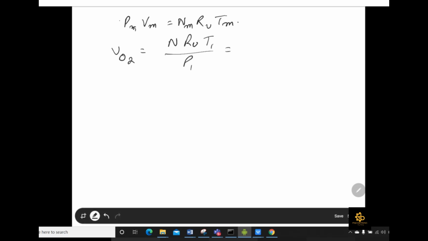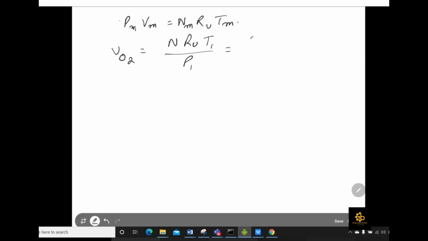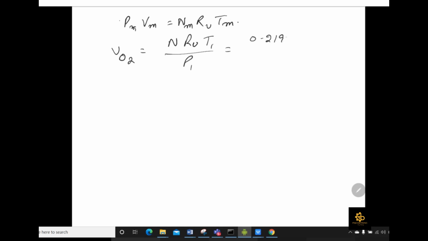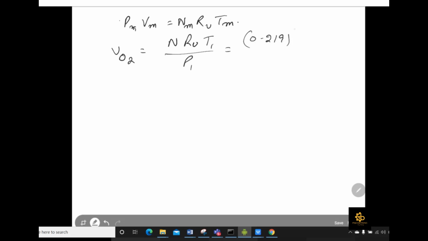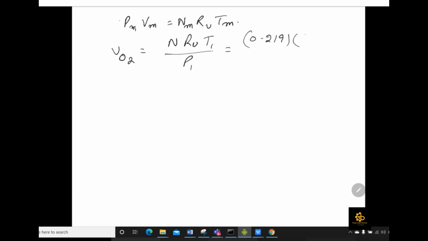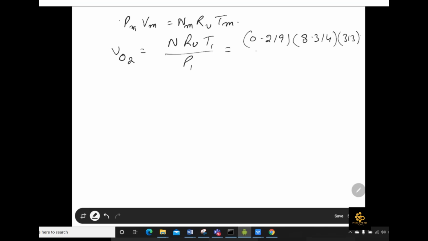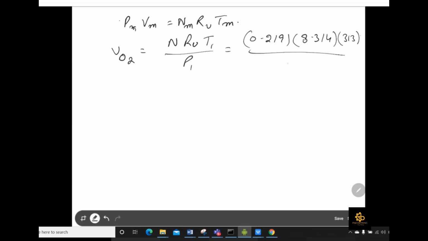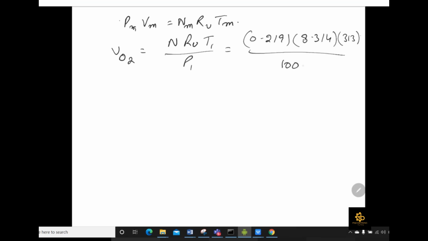We already found that it is 0.219. Ru value you can find from the table A1, which is 8.314, and T1 value is 330 Kelvin, which is available from your problem statement, and the pressure is also mentioned, which is 100 kilopascal. If you solve it, you will get the value 5.70 meter cube.